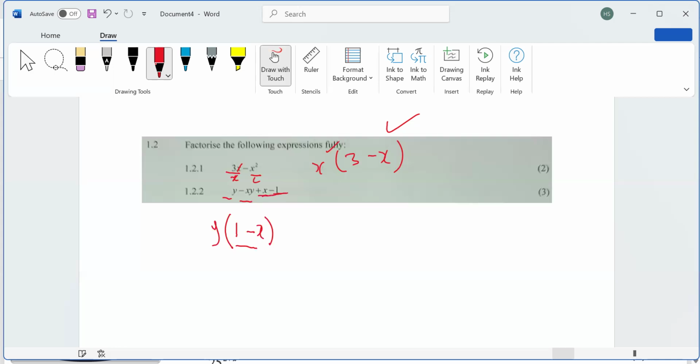Is there a way that I can make this one look like this one? Yes. I put a negative 1. If I put a negative 1, whatever was positive becomes what? So I'm going to have 1 minus x. This one, it was positive, it became what? Negative. This one was negative, it became what? Positive.